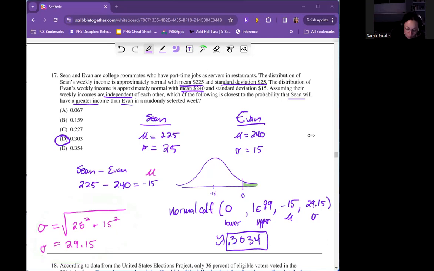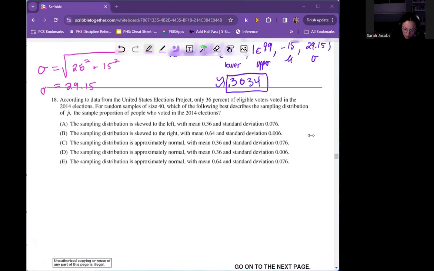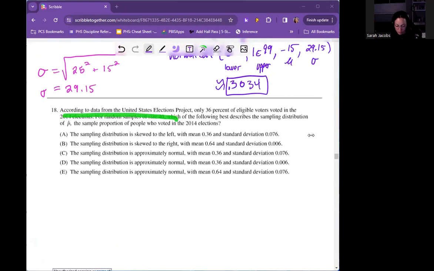Okay, couple more. According to data from the U.S. Elections Project, only 36% of eligible voters voted in the 2014 elections. Always vote. Whatever, it's our right as part of a democracy. You should vote. For random samples of size 40, which of the following best describes the sampling distribution of p hat, the sample proportion of people who voted in the 2014 elections?